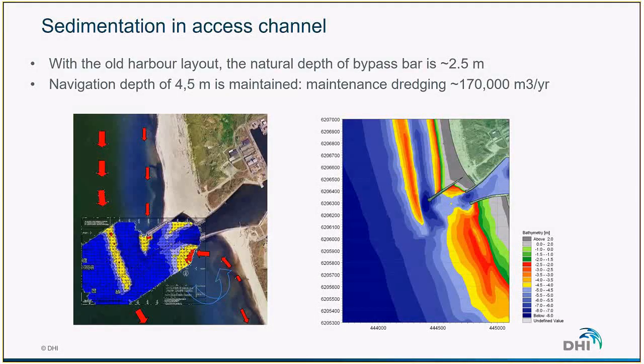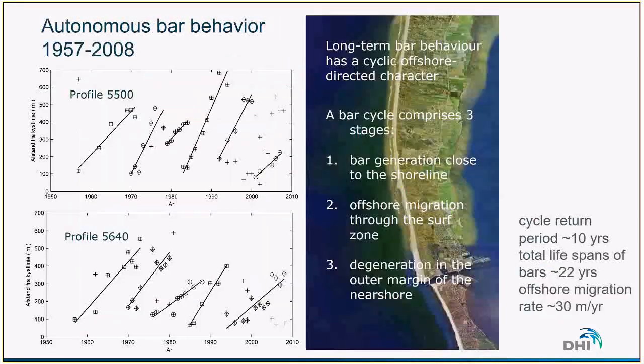So with this whole harbor layout, they had a lot of problems maintaining a decent depth. The natural depth of the bypass bar was 2.5 meters, whereas the navigation depth of 4.5 meters had to be maintained. So this required a maintenance dredging of about 170,000 cubic meters per year, which is quite a lot.